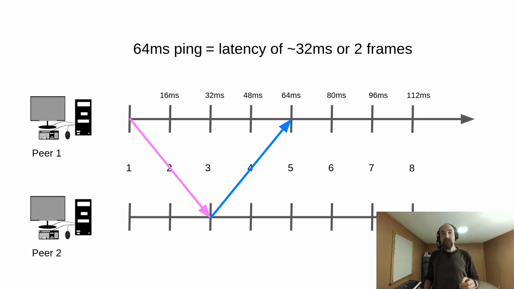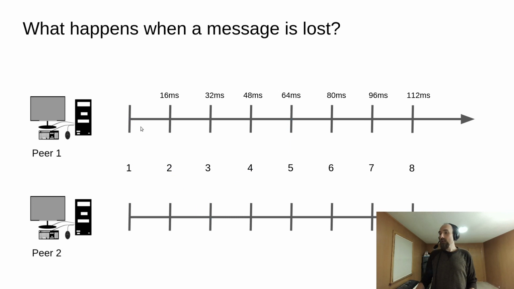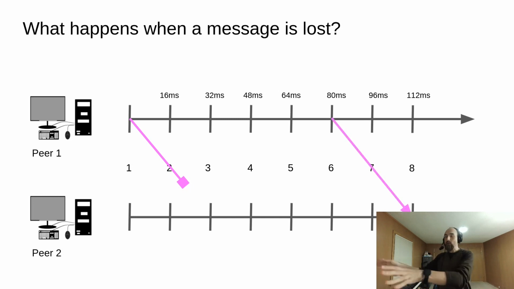But what happens if the message gets lost? So let's say peer 1 sends the message, but it gets lost somewhere along the way, which means peer 2 doesn't send this acknowledgement back. So then eNet is going to wait some period of time, and if it hasn't gotten that acknowledgement, it's going to send the message again. And just for example purposes, we're going to say that happens after 80 milliseconds. So that means that this input from tick number 1 took 112 milliseconds to arrive, 8 frames. If that input is going to cause the game to roll back, that is 8 ticks of rollback, which is going to create a pretty big artifact.